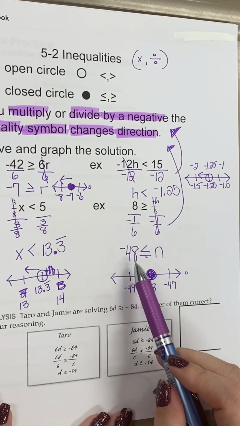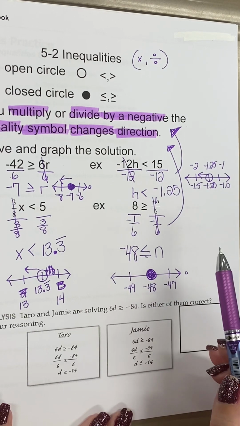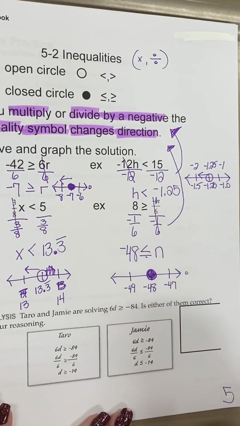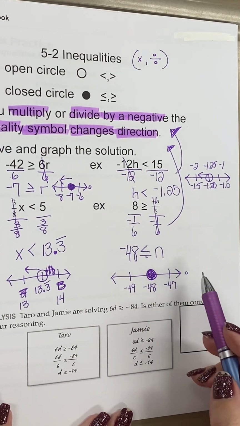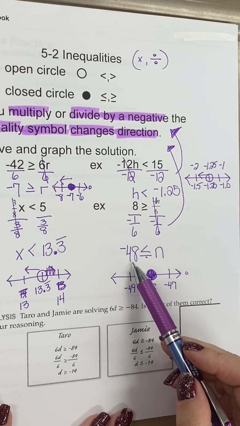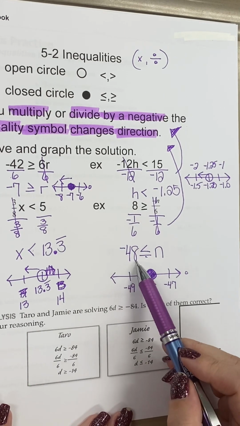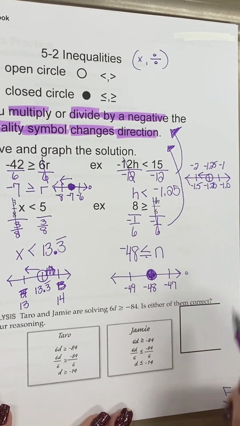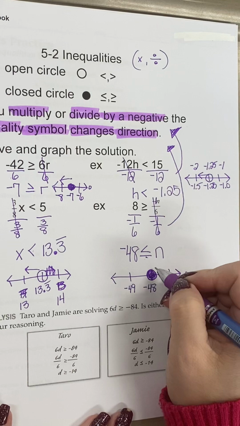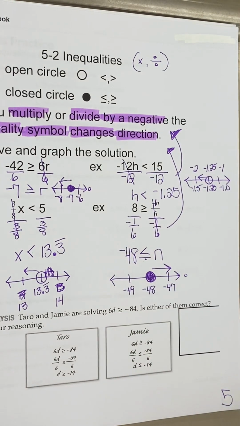And it says -48 is less than n. So you're going to point towards a number that makes that true. -48 is less than -49. Or -48 is less than -47, remembering we're in the negatives. So we're going to point that way.